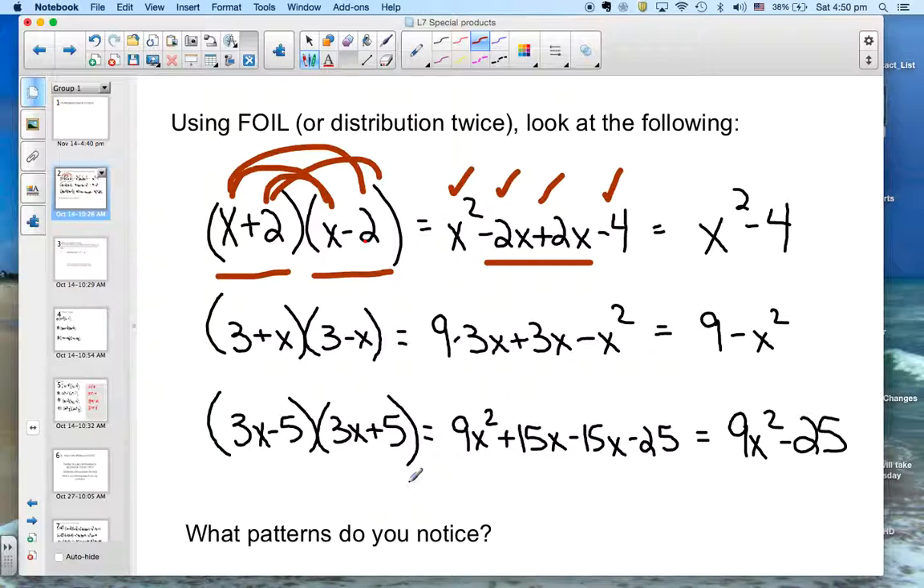So when we use FOIL, in these cases, take a look at what you're seeing and ask yourself, what patterns do I notice? You might stop the video here for a moment so that you have time to think about and look for patterns.